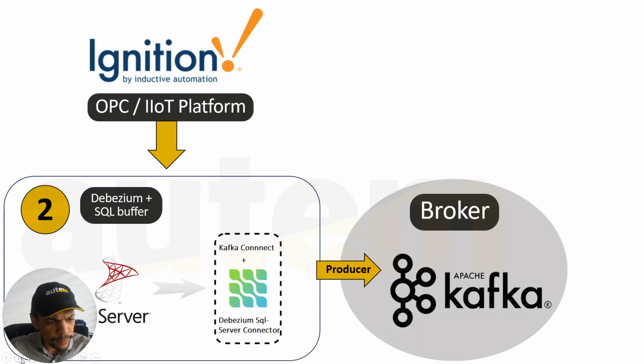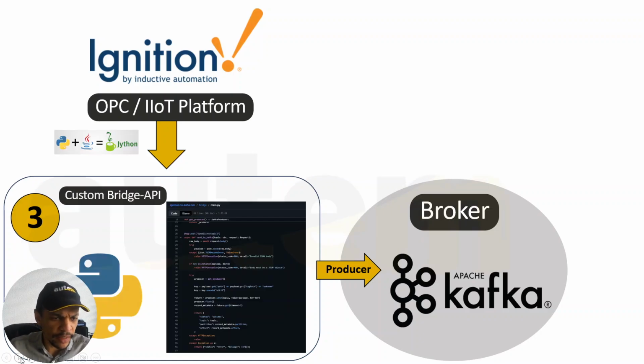Then the third option, and that's the one that we're testing in this demo, is the custom bridge. Basically, we're just writing a Python script that is making the link between Ignition HTTP request and the produce event with the Kafka protocol. It's written in Python, not Jython, because Jython is very limited inside Ignition. It's like the Java version of Python inside Ignition. So we're really using a Python 3.1 script externally, outside of Ignition.